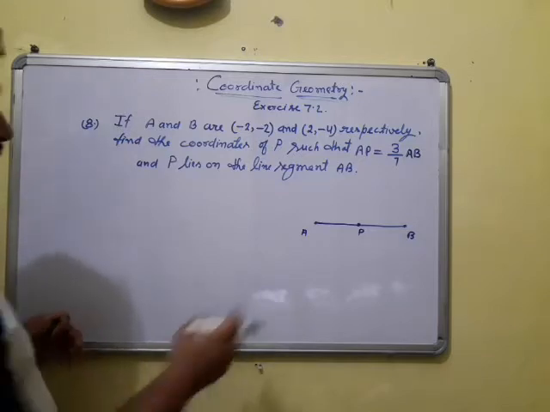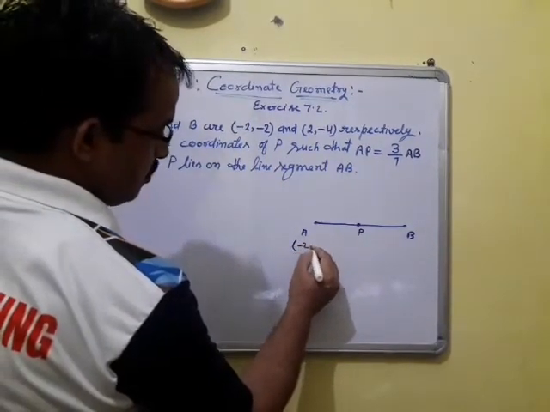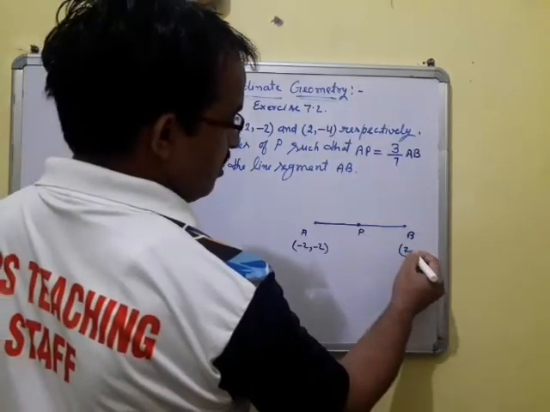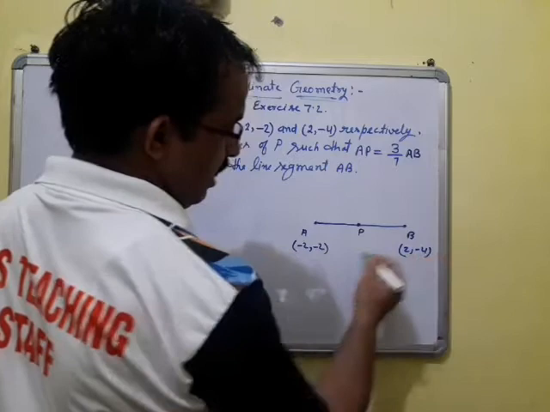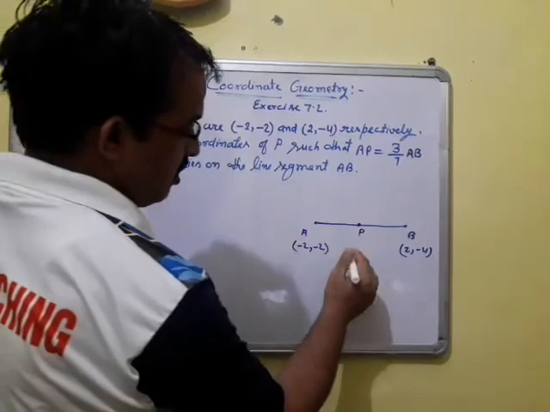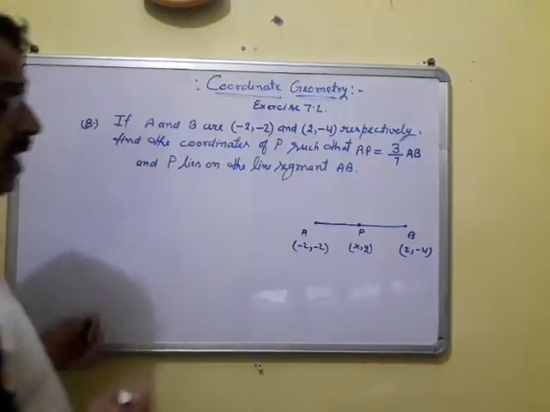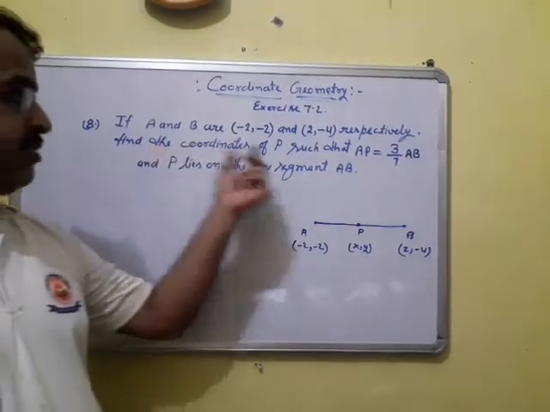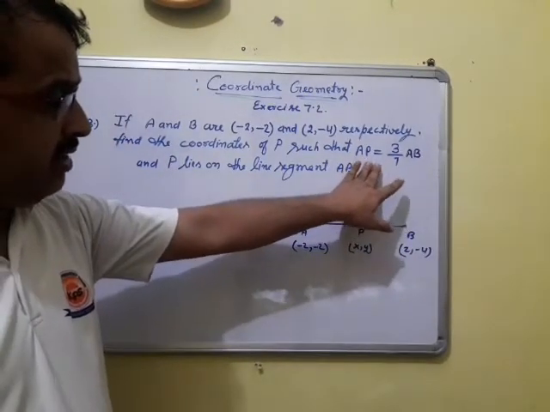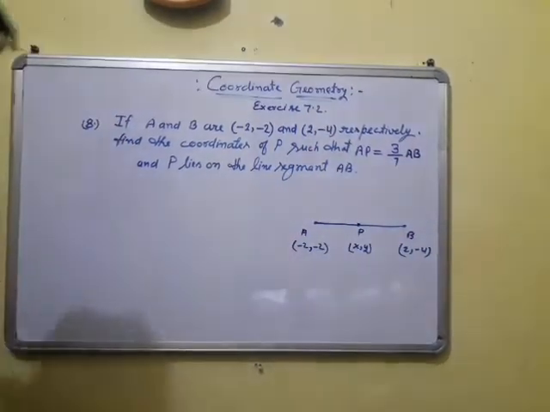Here are given the coordinates of A and B: A is (-2, 2) and B's coordinates are given as (2, -4), clear? And what do we find? Find the coordinates of P. So we have to find the coordinates of P, so what do we take for the coordinates of P? Let the coordinates of P be x and y, clear? And already given here is AP is equal to 3/7 of AB, clear?